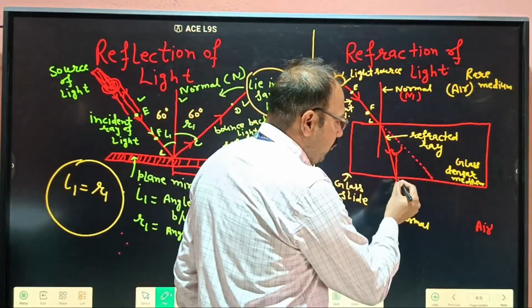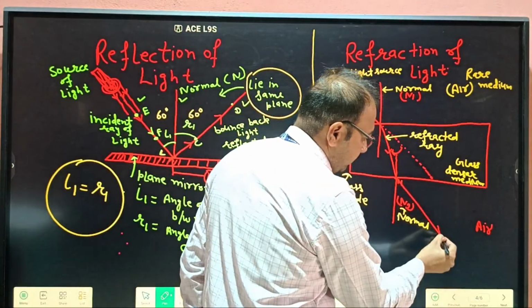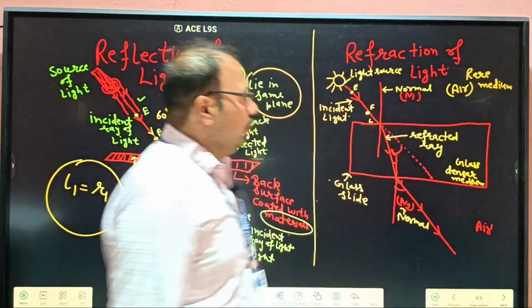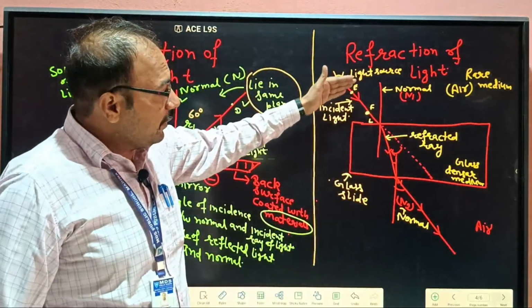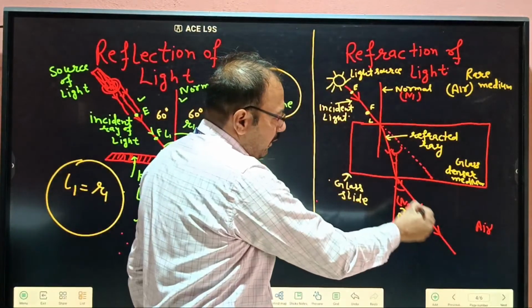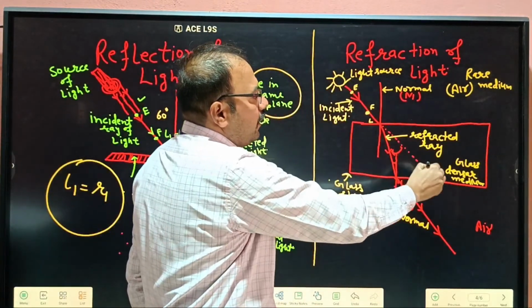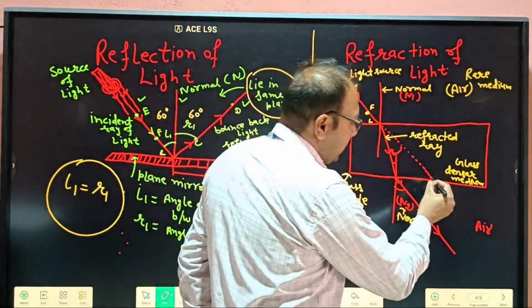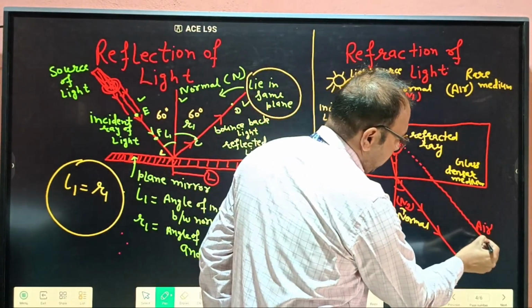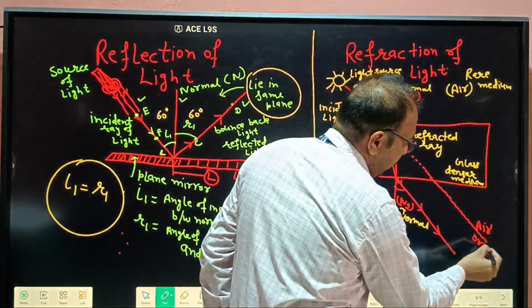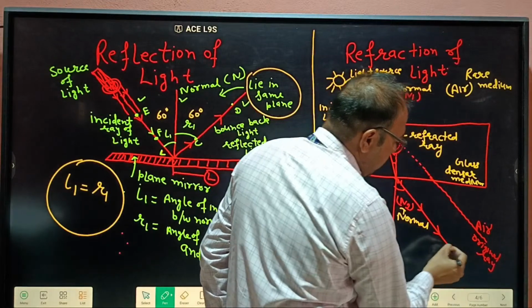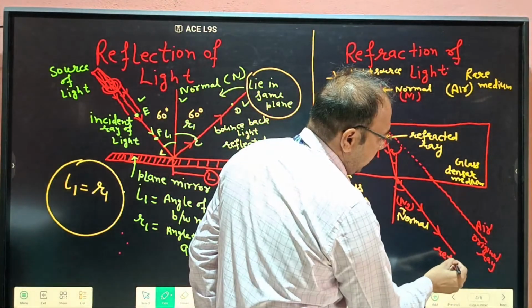So how does it bend? It bends like this. Okay, so this is the refracted ray, and this is the original ray. If you draw the path of the original ray, this is the path of the original ray, and this is the refracted ray.